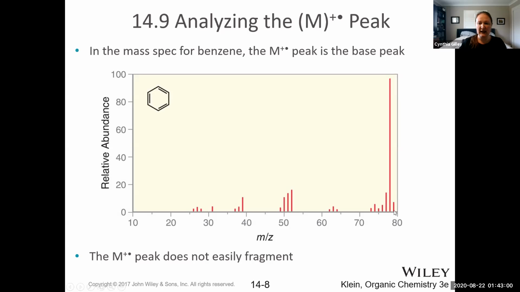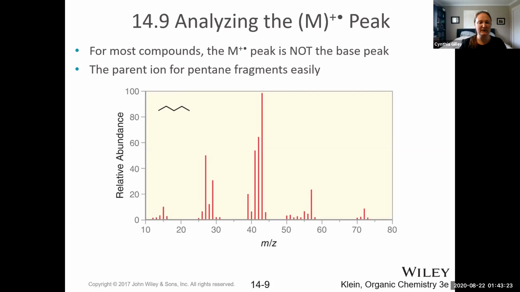You see that the M+1 peak here at 79 is a little bit taller than it was with methane. And that's just because with 6 carbons, you have a greater probability that at least one of those carbons will be carbon 13. And so that just increases the propensity of getting that M+1 peak.